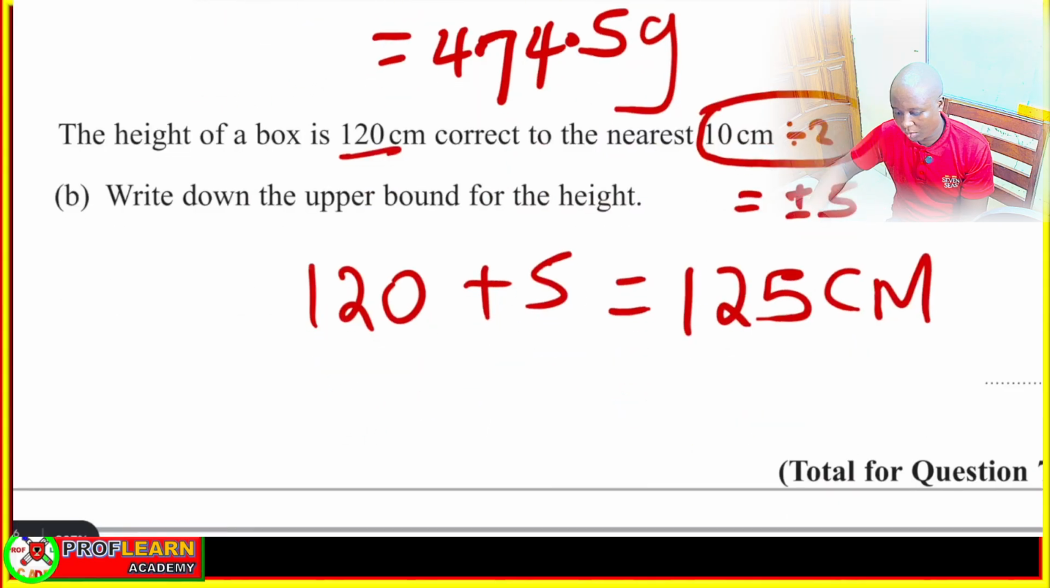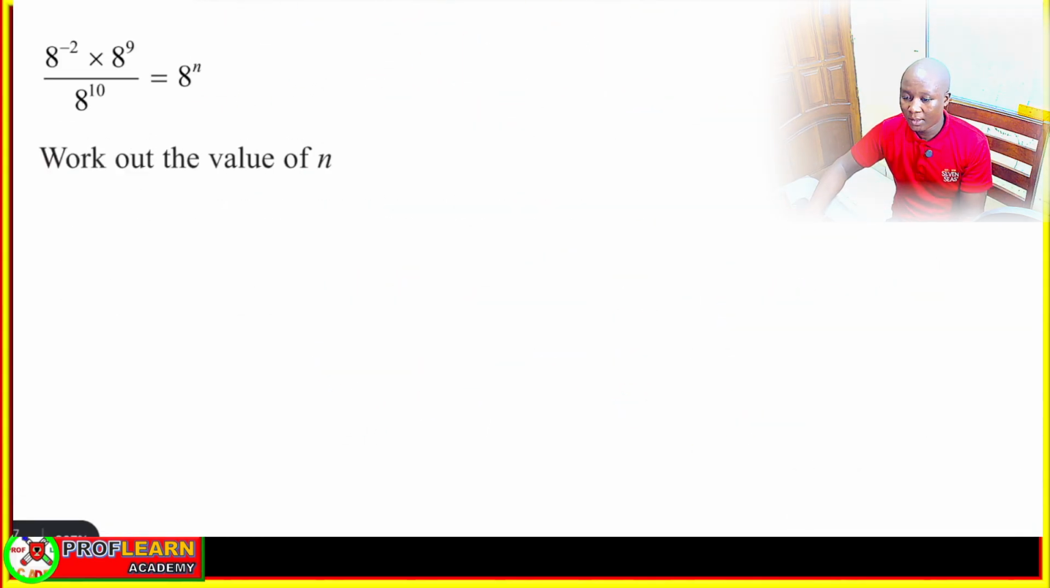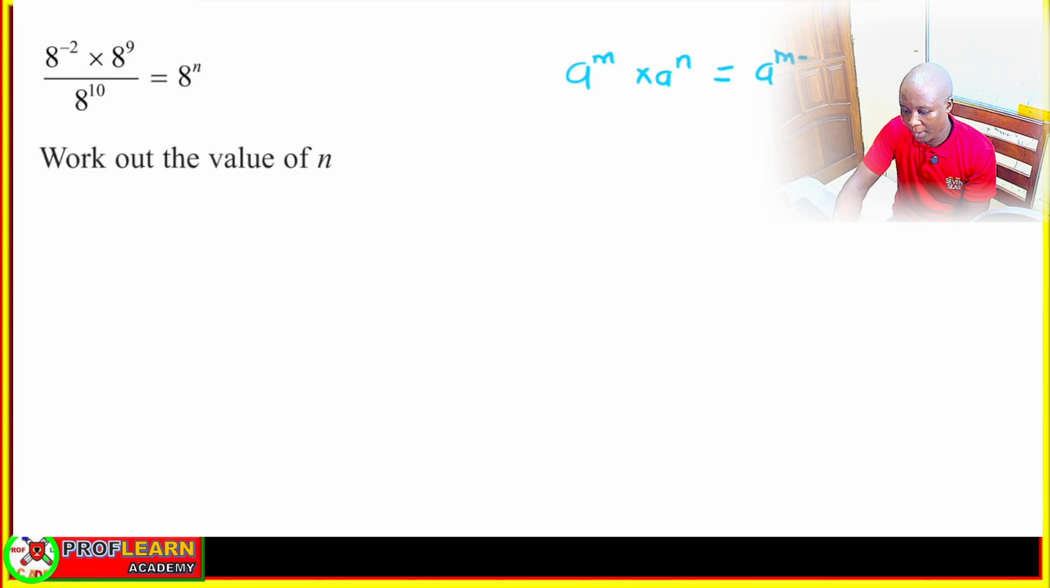That is what you are expected to do whenever you're asked a question like that. All right, now on indices, you need to understand a few rules for indices. If you have a raised to power m times a raised to power n, then this reduces to a to the power m plus n. But if they are divided, a raised to power m divided by a raised to power n, you need to remember that it's a to the power m minus n. You are going to subtract the powers. But if you have a raised to power m, all raised to power n, this is going to be a to the power m times n.